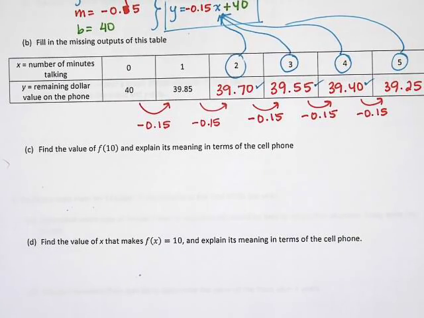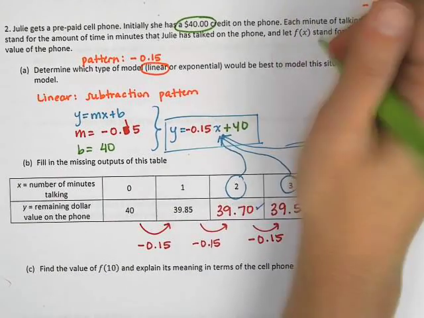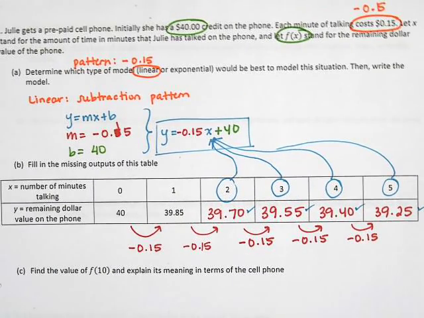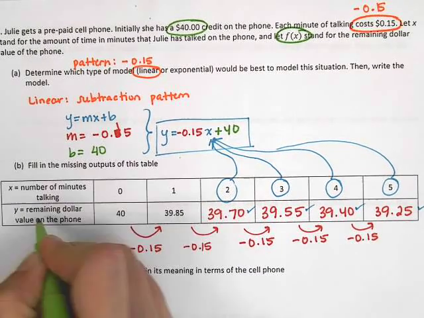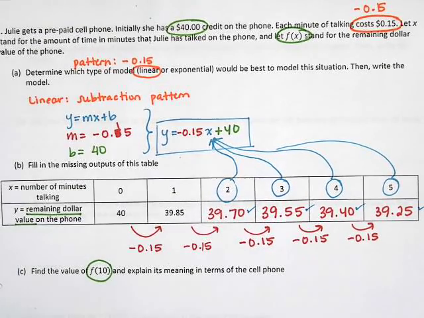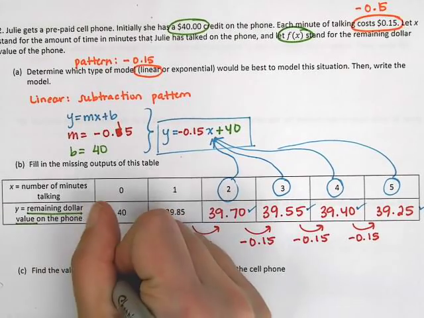So the first follow-up question is find the value of f of 10 and explain its meaning in terms of the cell phone. So f of 10. Well, where is f? What is this? In the original problem, you will notice that it said let f of x stand for the remaining dollar amount. Now in this problem, the remaining dollar amount is also y. So f of 10 also means the same thing as find the y. Now we want to find the y value when the x is 10.